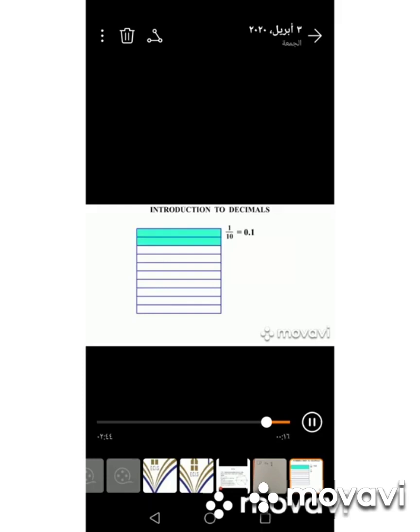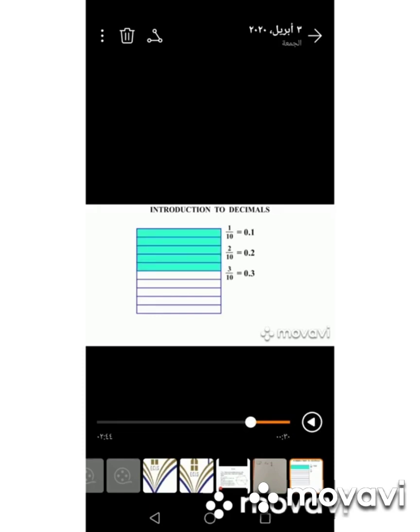If we shade two parts out of 10 parts, then our fraction now equals 2/10. We want to write it as a decimal: 0.2. If we shade three parts out of 10 parts, then our fraction will be 3/10. And the fraction 3/10 equals what as a decimal? Yes, 0.3.